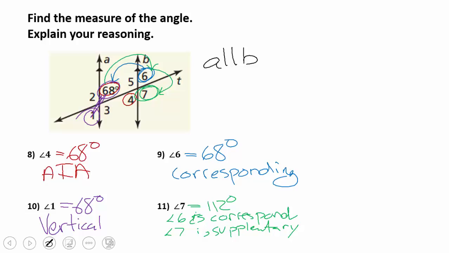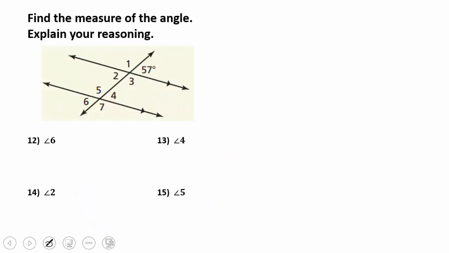I could do the 68 degree angle to angle 4 being alternate interior, and then do supplementary with 4 and 7. Or I could do that the angle 68 is supplementary to angle 3, and angle 3 and angle 7 are corresponding. Or I could do 68 degrees is supplementary with angle 2, and angle 2 and angle 7 are alternate exterior angles. Man, I could do a lot of different things. I could go a lot of different ways. We just did one.